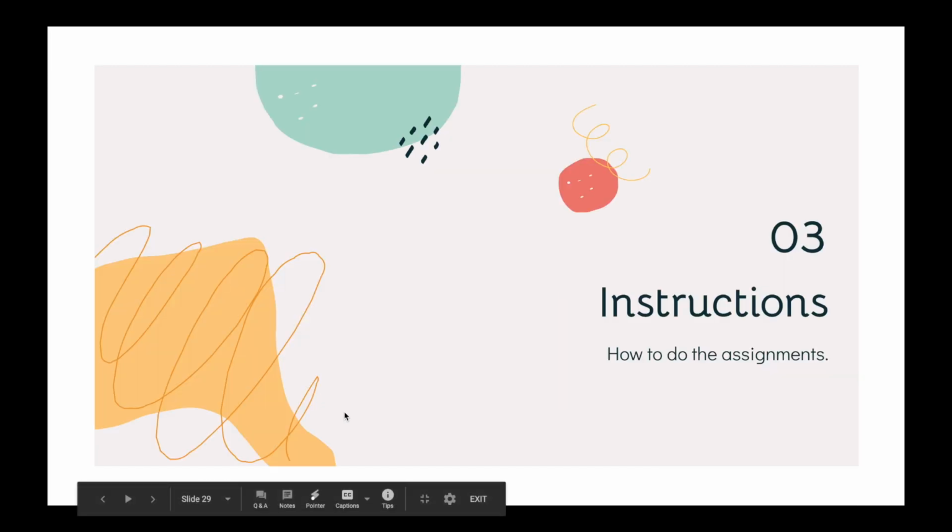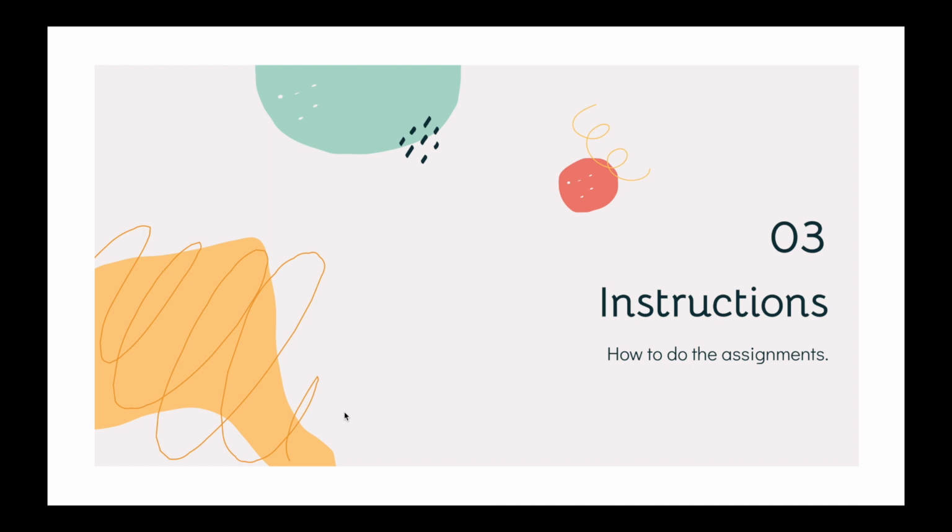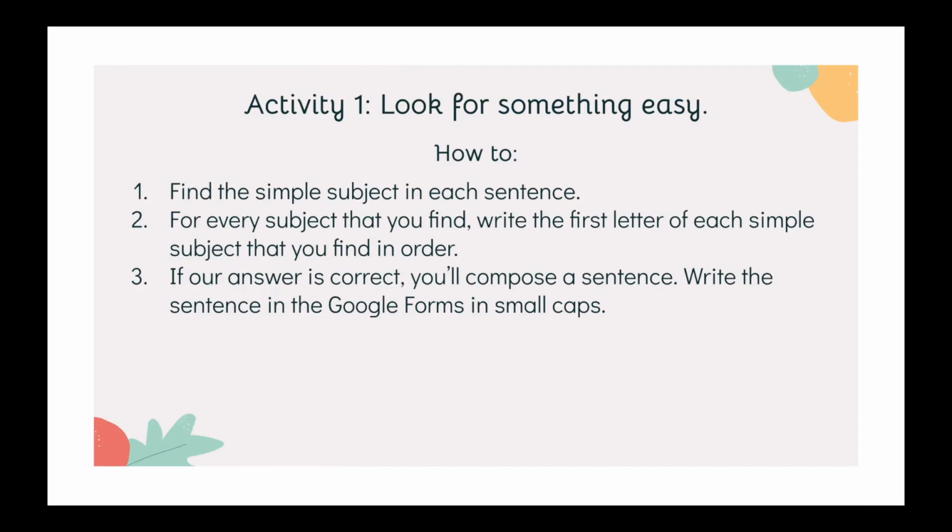Okay. Now, what you're going to do next is that we're going to have some small assignments. So I want you to take a look at the docs that I have provided. Assuming that you're done, let's see, the first activity is called look for something easy. How do you do it? All you have to do is find the simple subject in each sentence.